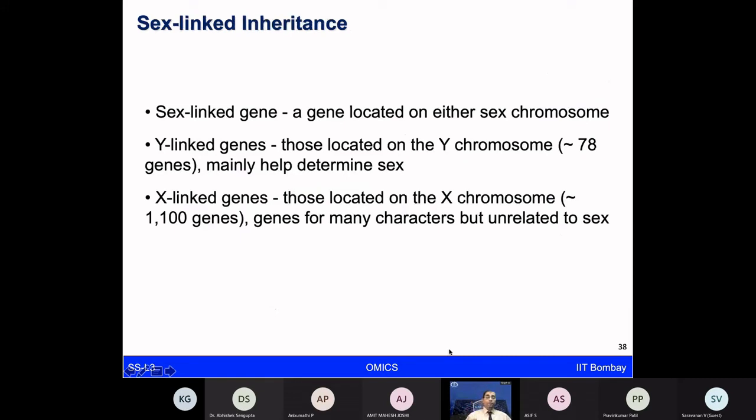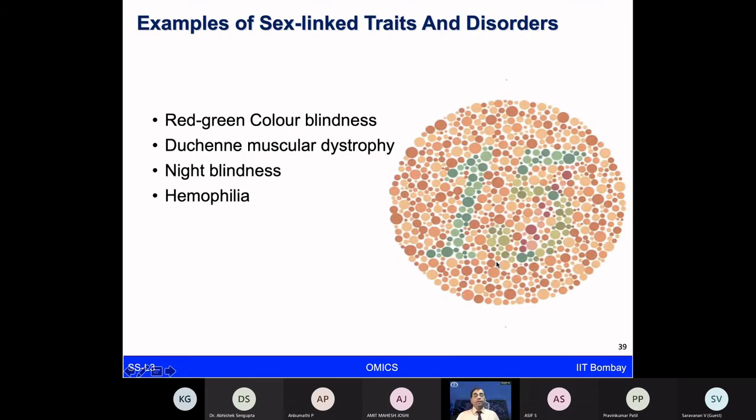With subsequent years of research, we now have a good understanding that on each of these chromosomes, the X chromosome and the Y chromosome, there are many genes located exclusively on either the X chromosome or the Y chromosome. There are at least 78 genes only on the Y chromosome, and quite a large number of genes, almost 1100, on the X chromosome. These genes carry different characteristics, and some of those are very important in our practical day-to-day life.